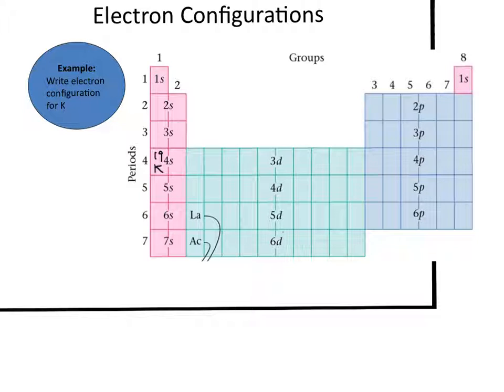All right, let's take a look at a second example. This time we're going to write the electron configuration for potassium.